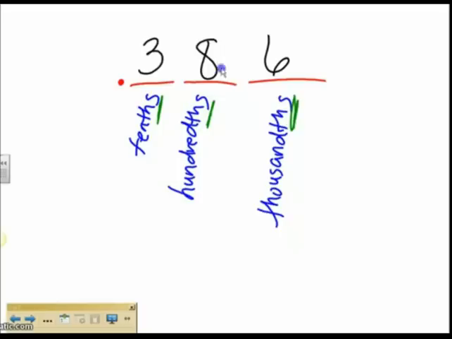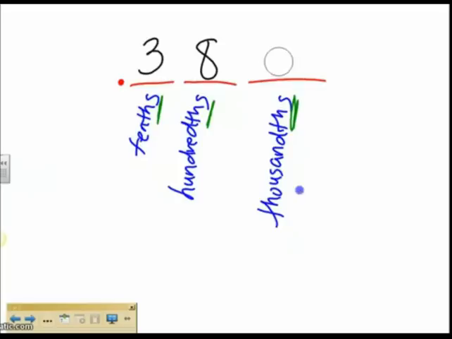Well, the first thing you do is you look at the entire number that comes after the decimal. The entire number that comes after the decimal is 386. So I say 386, and then I look at the spot that 386 falls in. That 6 falls in the thousandths. So the way I would read that would be 386 thousandths.